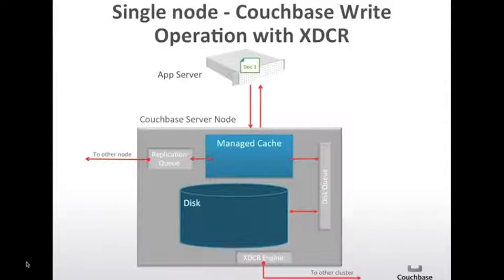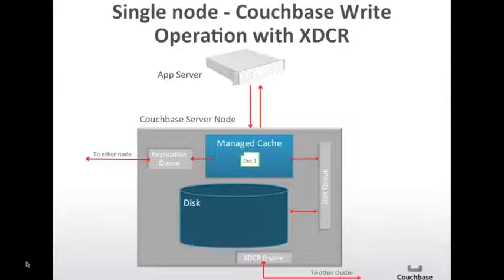Let's look at the single node of Couchbase Server, and let's see how the Couchbase write operation works with the XDCR, right? So here, the application server writes the document to the Couchbase server. First thing which happens is it gets written to the managed cache. The managed cache is a built-in managed cache, which is an in-memory database, right?